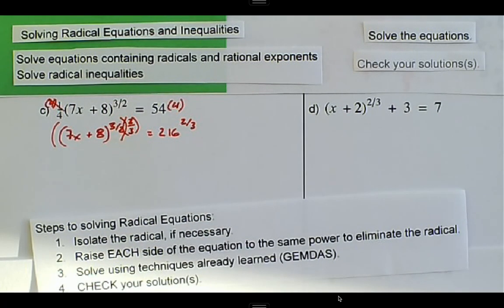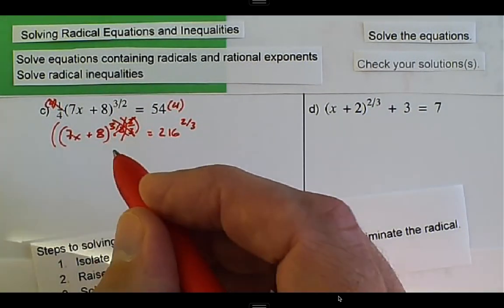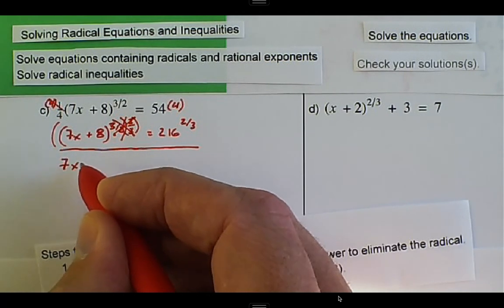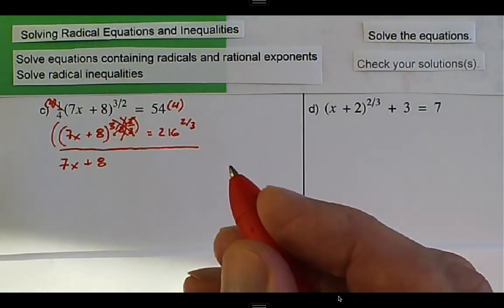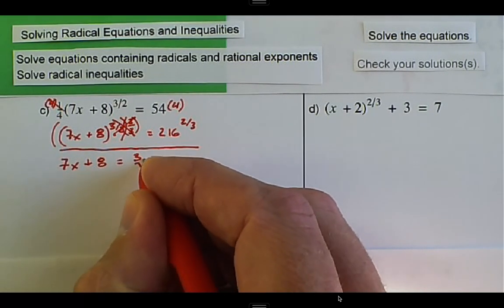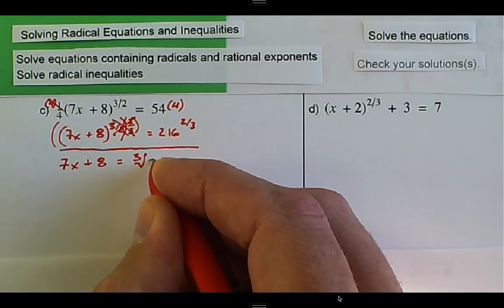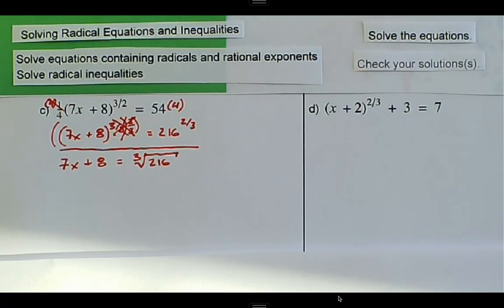And so what that does is it cancels out the radical on the side. So the 2 cancels the 2 and the 3 cancels the 3. And on the left side, we're just left with 7x plus 8. On the right side, we are left with the cube root of 216, and the square root of 216.